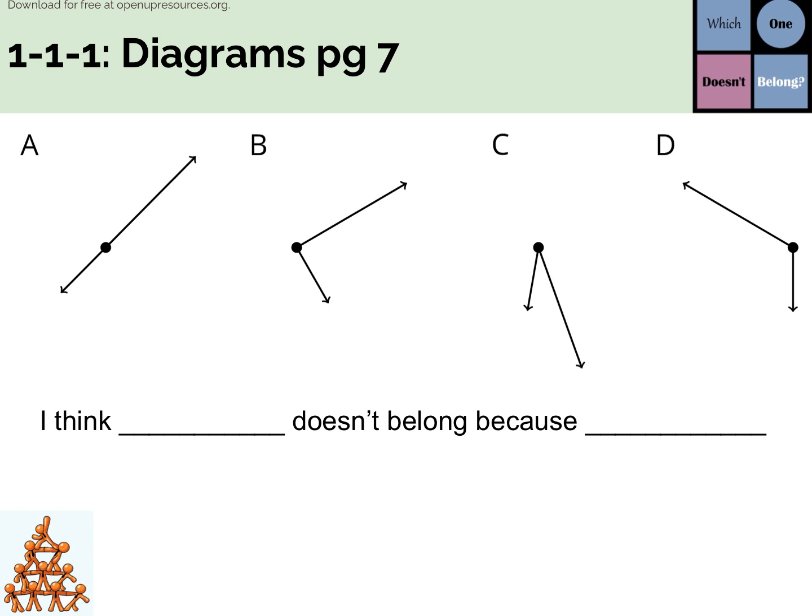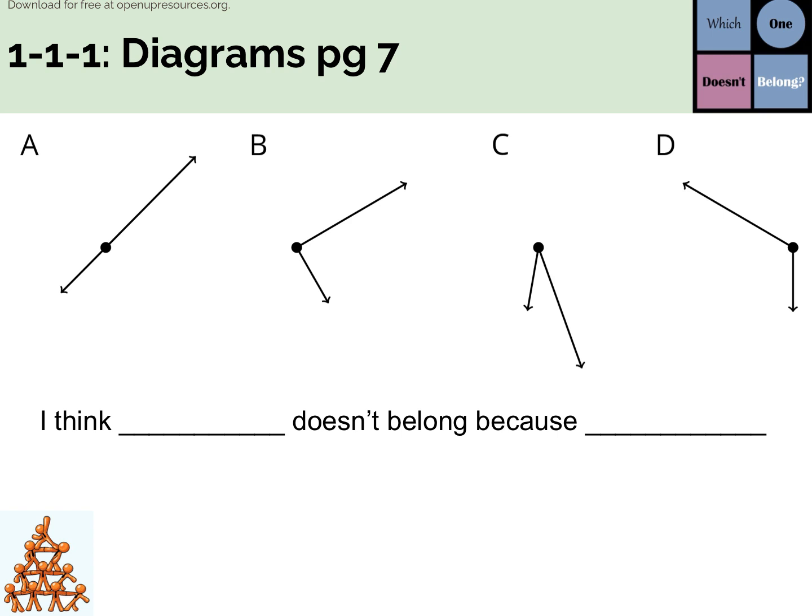All right, what I need you to do is turn to page 7. On page 7, we have this diagram. And with this diagram, you are going to answer which one doesn't belong. You are going to fill in the sentence frame. You're going to write this on page 7 underneath the picture: I think blank doesn't belong because blank. So I think whatever letter doesn't belong, and you're going to give me an answer to that. So go ahead and write this underneath the diagram, answer the question, which one doesn't belong, and then come back to me.